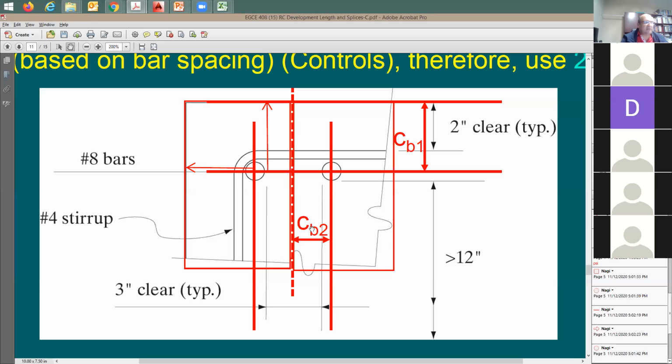I'm trying to figure out here CB2. How much is this CB2? This rebar size from this point to that point is going to be equal to 1 inch. Why? Because it's going to be number 8.